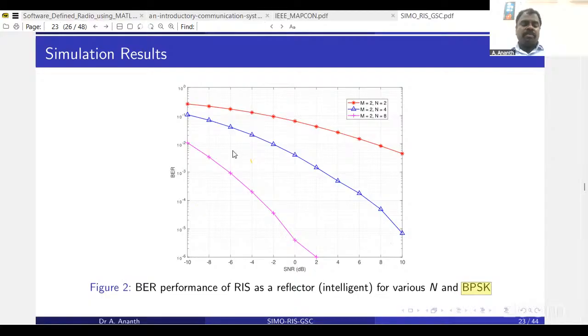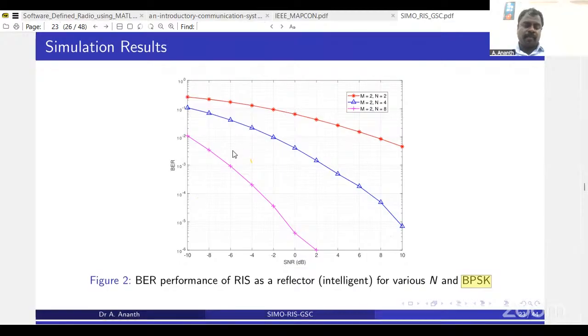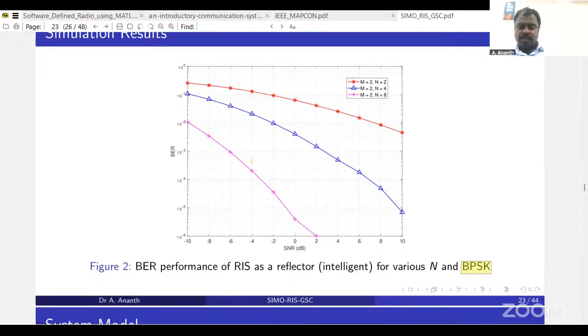So it is better advised to add more RIS elements to the system. That is one observation from this simulation result. Are there any questions?